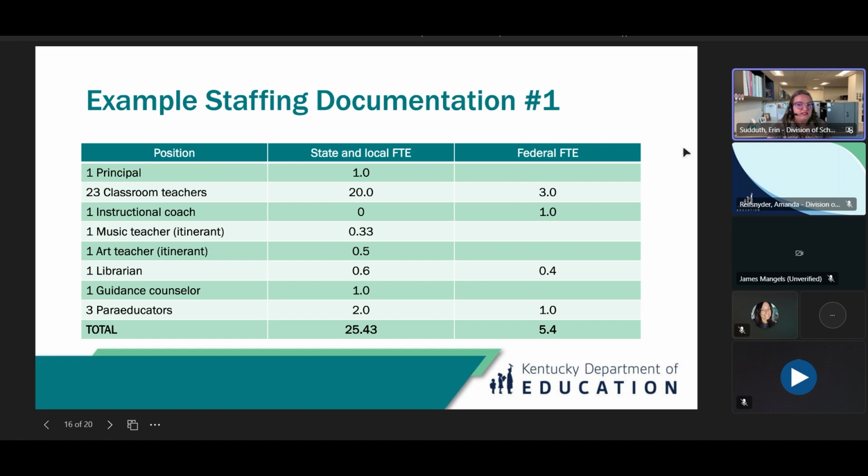So a summary similar to the table on the screen is really easy to read, and it doesn't contain PII. So we could see that each position that is being counted has been listed there.